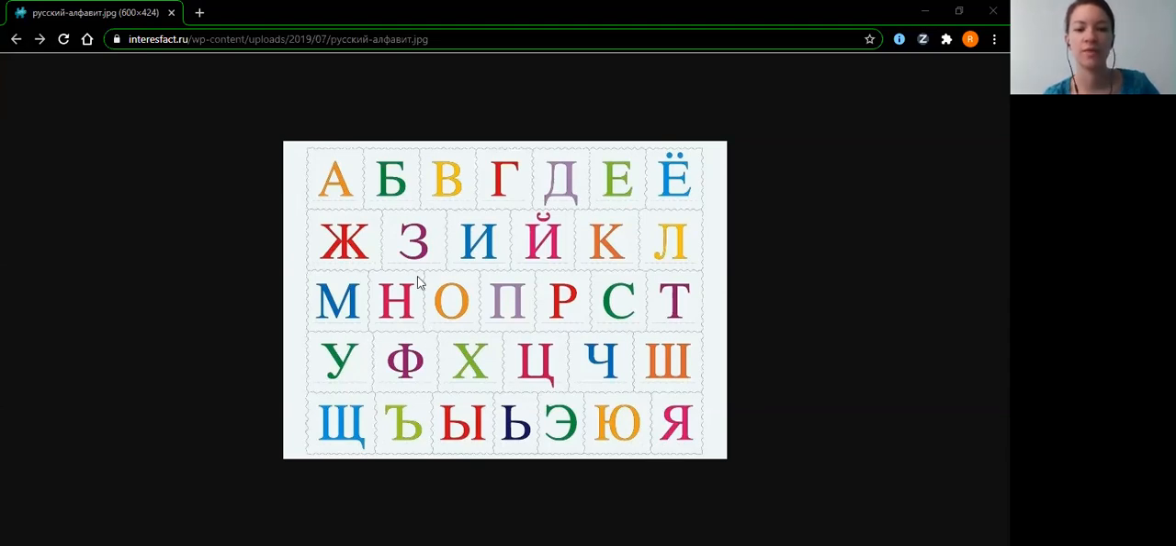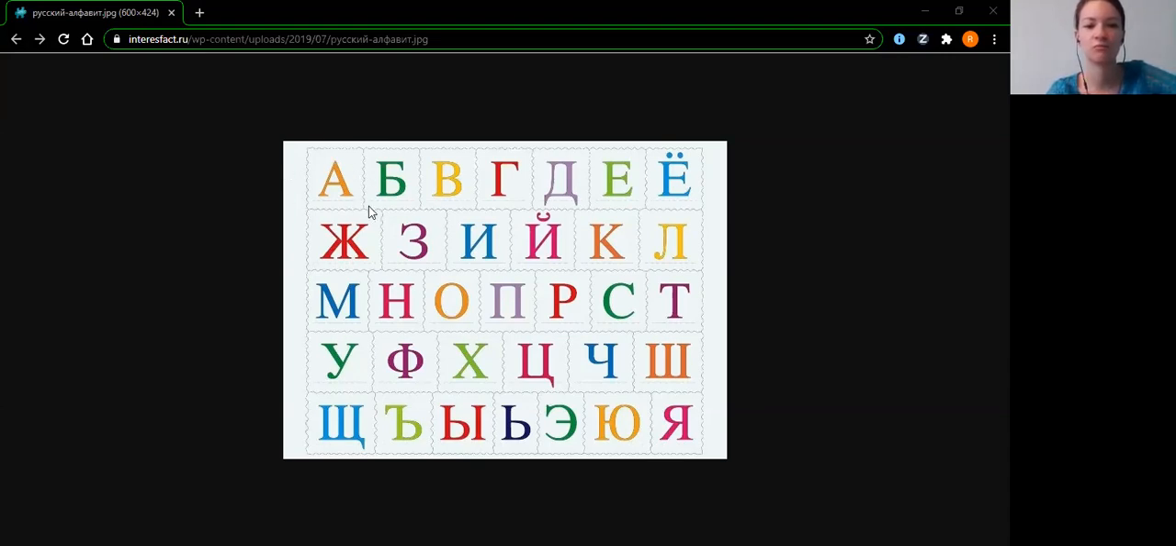Then we have N. Be careful because it looks like H in European languages, but in Russian language it is not H, it is N. And then we have O, for example, окно. Okay, and let's repeat from the beginning, because in Russian language we say repetition is mother of studying. It's our Russian proverb. Let's start from the beginning.